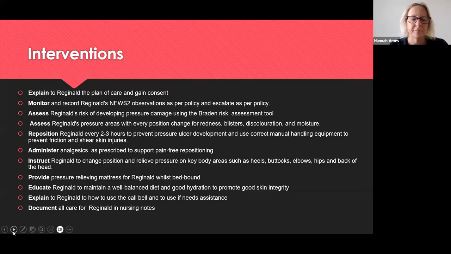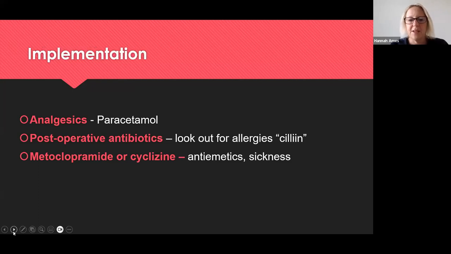So implementation, so obviously analgesics, we need to look out for analgesics for this patient, so simple things such as paracetamol. There may be some post-operative prophylactic antibiotics, so just be aware of those, and obviously look out for your allergies, your penicillin allergies, and your antibiotics. There might be some post-operative anti-sickness, for example, metoclopramide or cyclizine.